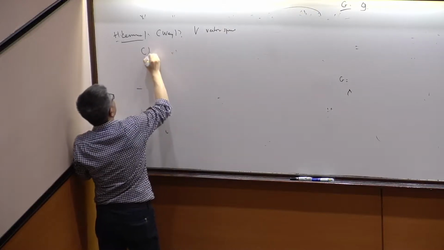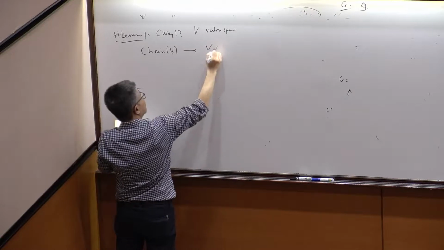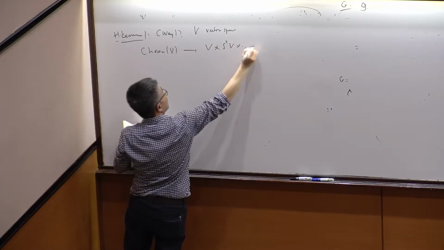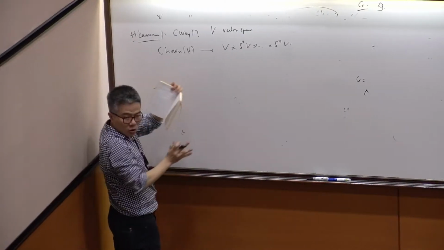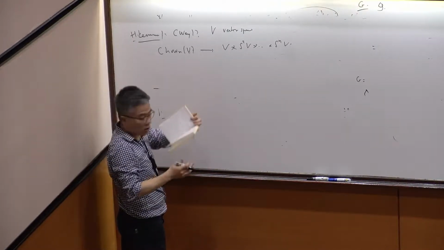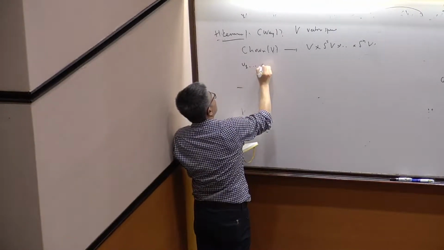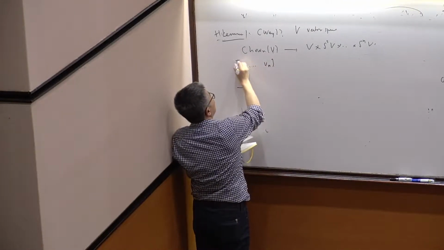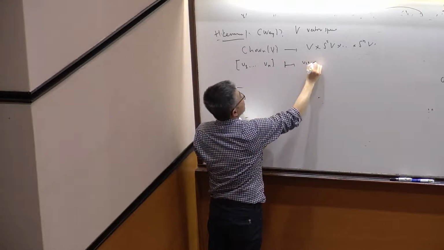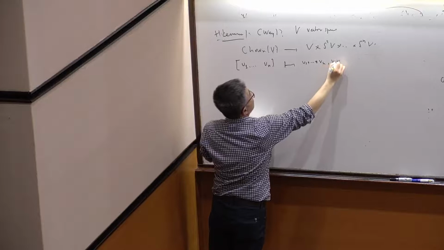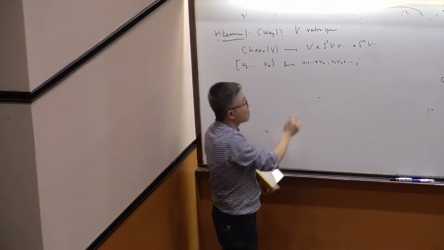and Chow n of V maps to V times S^2V times ... S^nV. Chow n is just a collection of n vectors, unordered. So if you have v1, v2, ..., vn, an unordered collection of vectors, you can map to v1 + ... + vn, v1 v2 + ..., etc. That gives this map, and this map is a closed embedding.